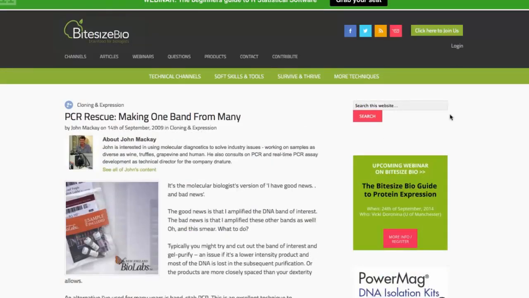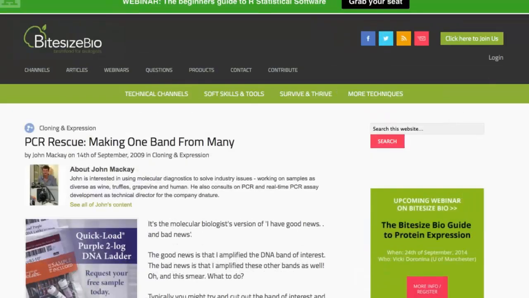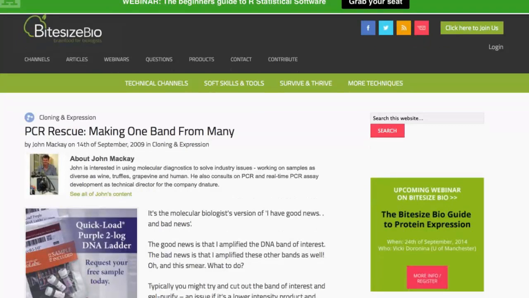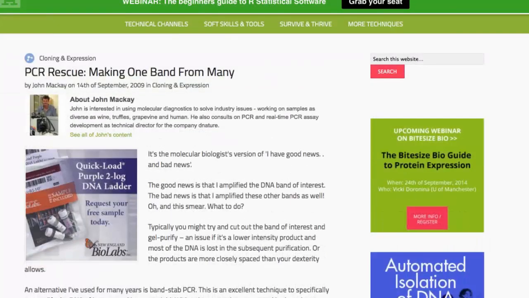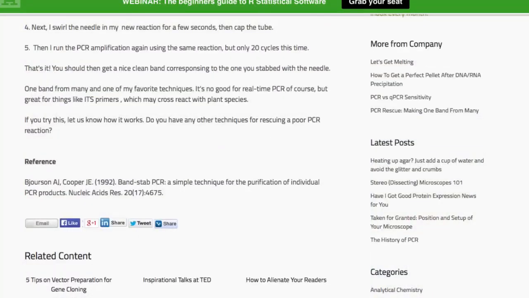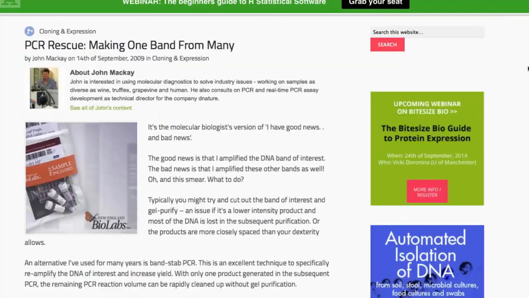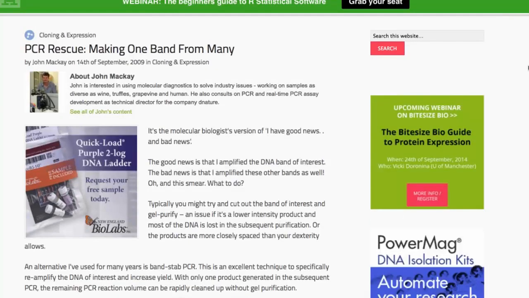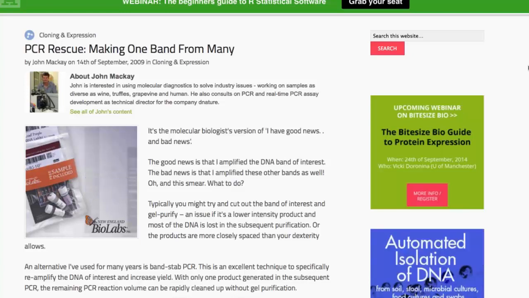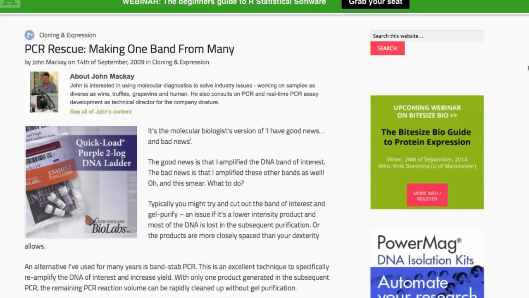This one is a great example. This is one of my favourite articles on Bitesize, and I'll zoom it in a little bit so you can see. It's this long. That's it. And it's a really great tip about using a syringe needle to rescue a PCR that has multiple bands in it. Basically, you use a hypodermic needle to stab the band and then re-PCR out that band.